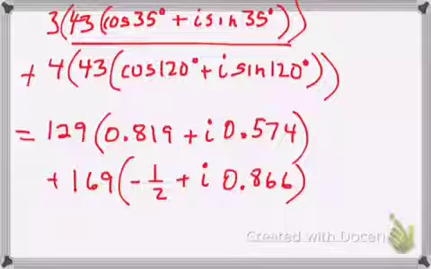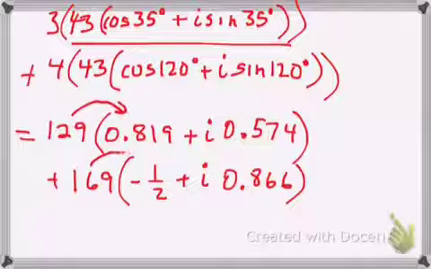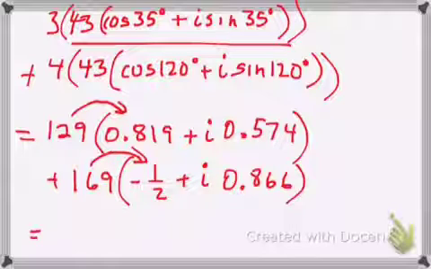It doesn't matter. The i's fixed to disappear. I mean, we're just doing this kind of whole form. Now, do this. This times this, plus this times this. What's that going to give us for our real component? Well, it's going to be a negative 1/2, so you'll end up subtracting. But in your calculator, 129 times 0.819 plus 169 times negative 0.5. What do you get?